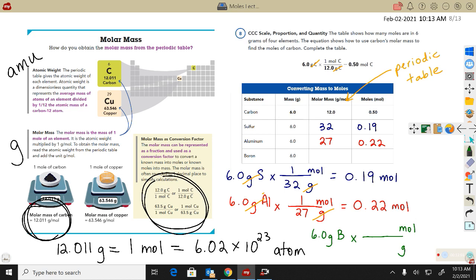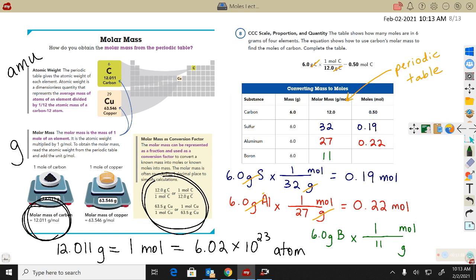The unit that I want to cancel goes on the bottom. Then I look at my periodic table and I find boron. Its mass is about 10.8. Let's round it to 11. Let's say it's about 11 grams for 1 mole. Normally I wouldn't round, but maybe just for purposes of filling out this table. I mean, they rounded with carbon, so why not?